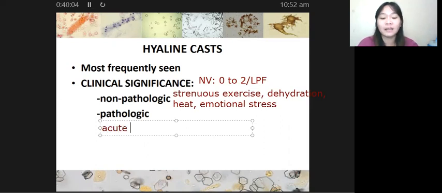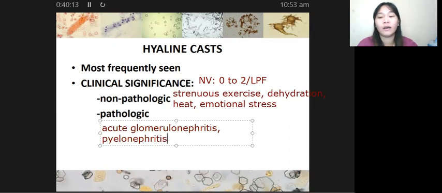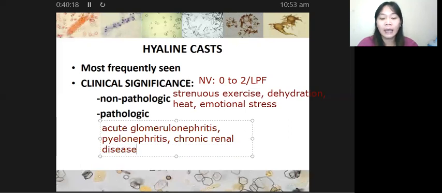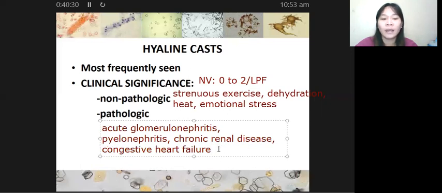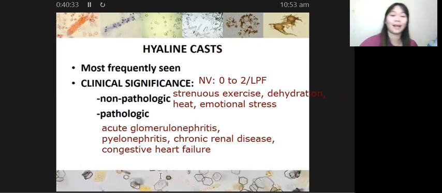So what are these pathologic conditions? So it has been associated with acute glomerulonephritis, okay? What else? Pyelonephritis, okay? Chronic, ayan, chronic renal disease. And do not forget, we have your congestive heart failure. Okay? Favorite nila ang congestive heart failure. So do not forget ito. Okay, put an asterisk at balikan nyo yan pag nagre-review na kayo. Okay, for your board exam. Alright, so these are pathologic conditions which will result to increased numbers of hyaline casts in urine.